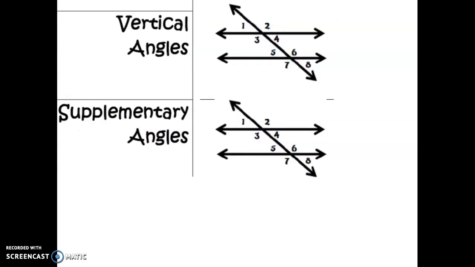Let's move on to our last two, our vertical angles. Vertical angles are across from each other. And they also form an X.